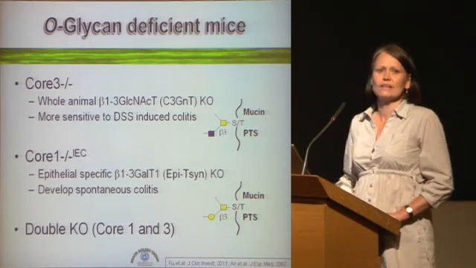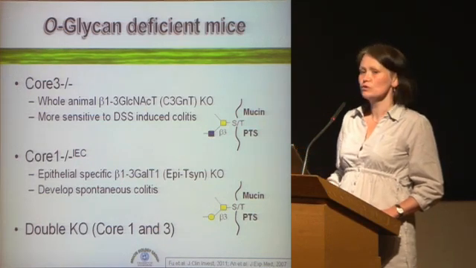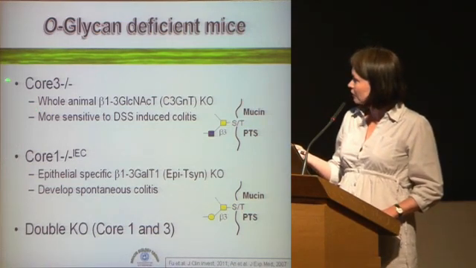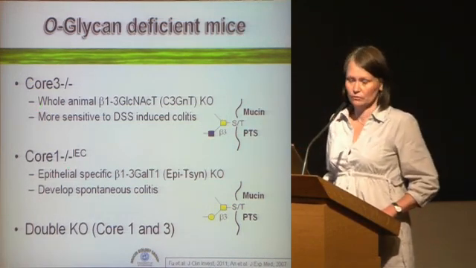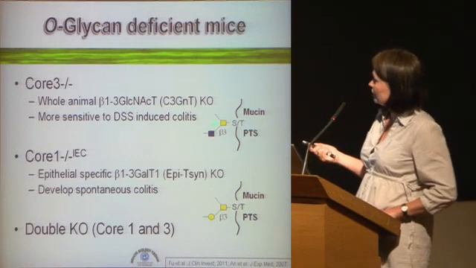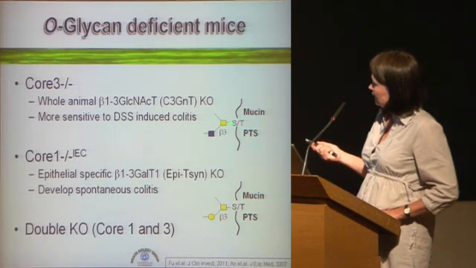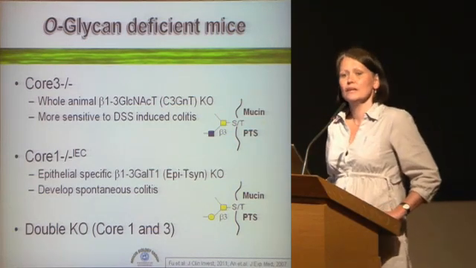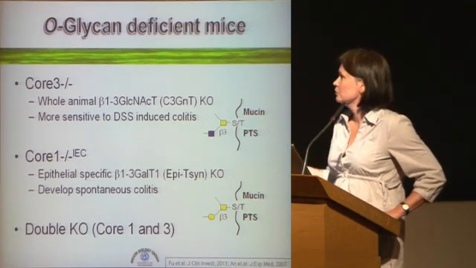But if we don't want to use a model that is so dramatic as completely lacking mucus, we can turn into altering the mucus. This has been done by Leon Xia in Oklahoma, and we collaborate with him on this, where he has knocked out different core structures of the O-glycosylation, which will affect the mucus. In the core 3 knockout animals, which lack an enzyme transferring this GlcNAc to this initial GalNAc that is linked to the protein, this is a structure that is not so common in mouse, and they do not develop spontaneous colitis, but they are more sensitive to DSS.